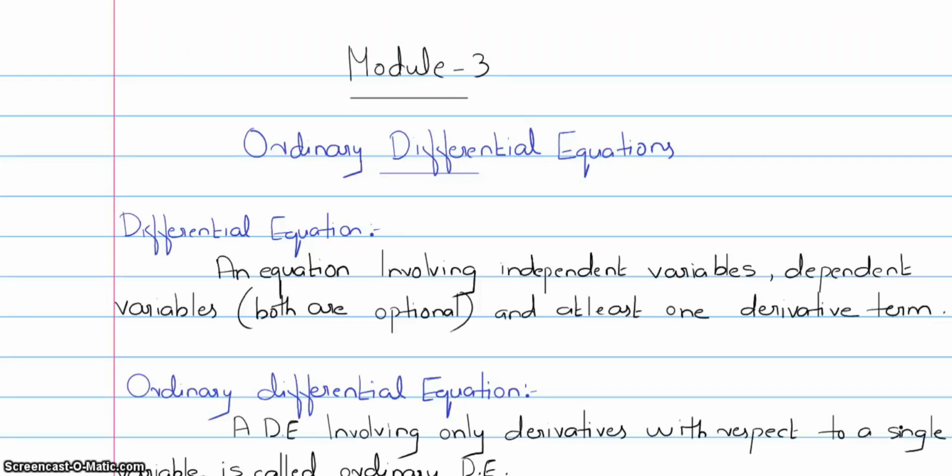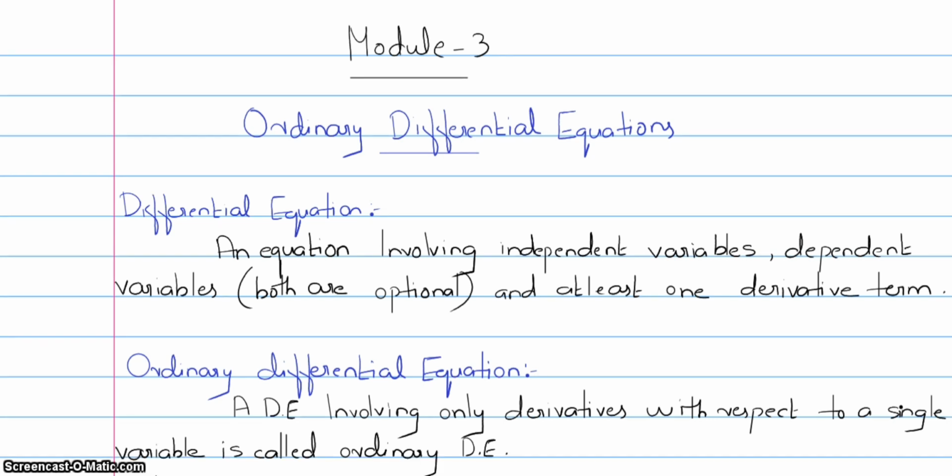Next topic, ordinary differential equation. First, let us see what is a differential equation. An equation involving the independent variables and the dependent variables, both are optional, and at least one derivative term, is called a differential equation.